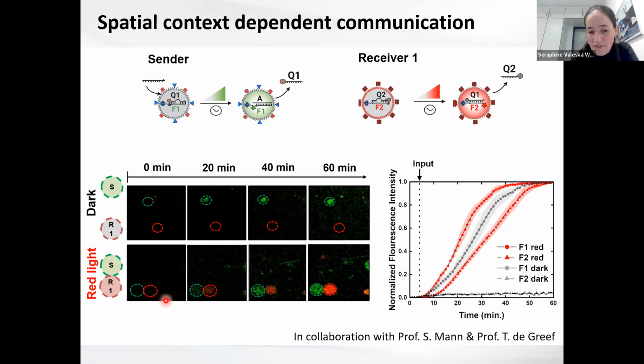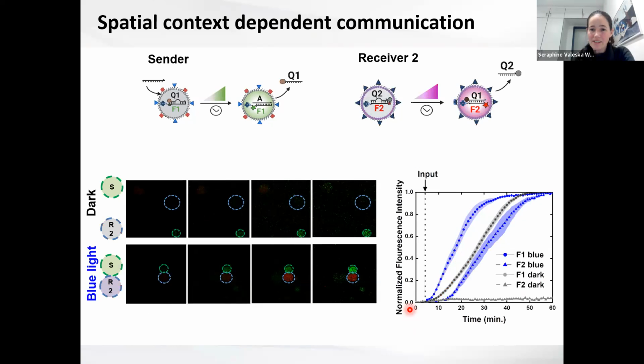However, if we induce then with light adhesions between the sender and the receiver, you can appreciate that first the green fluorescence goes up, and then subsequently the fluorescence of the receiver in the red channel goes up. And you can quantify this, of course, also over time. So this was in the receiver 1 population. We could also do the same thing using the blue light dependent adhesions, so that we could couple the blue light dependent adhesions to signaling between the sender and the receiver population, and it works exactly the same.